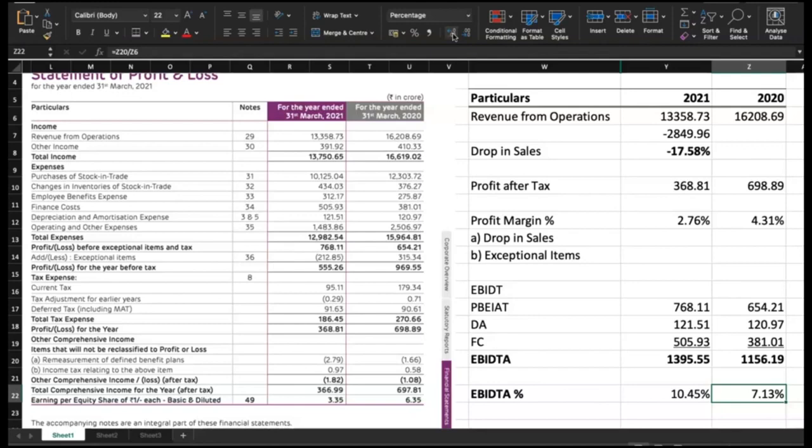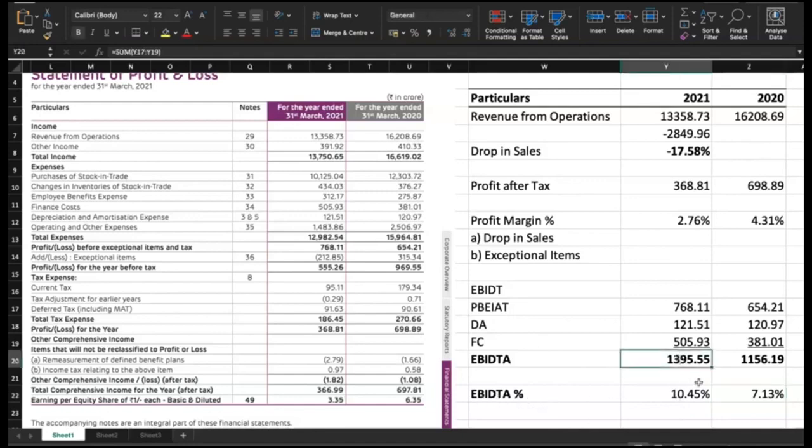Look, we were under the impression that turnover has come down. Look, we were under the impression that the profits have come down, right? Because we said the previous year it was 969, but in the current year it is only 555. But already it got demonstrated here. The previous year it was 654 profit before exceptional items, and in the current year it was 768. And in terms of percentage, that is established even more finer by computing this EBITDA percentage.